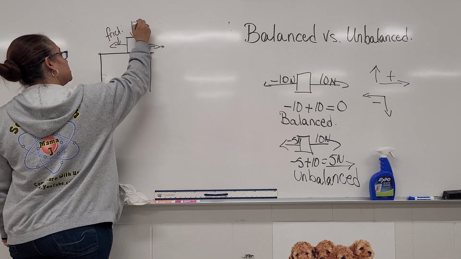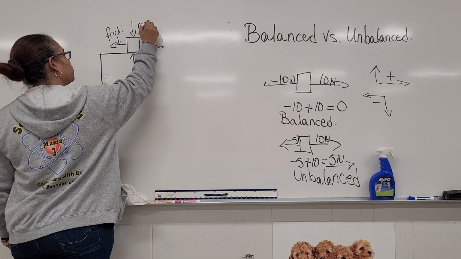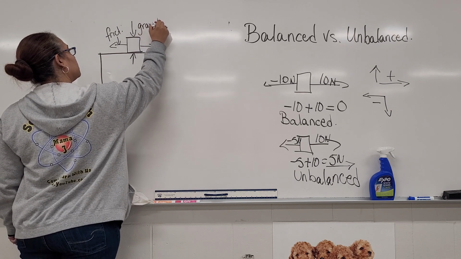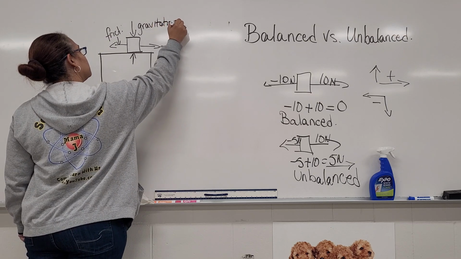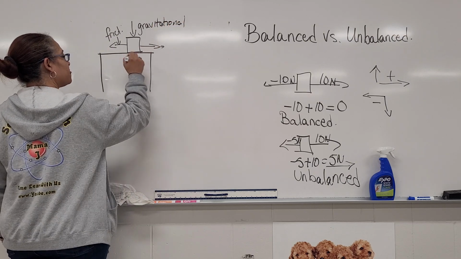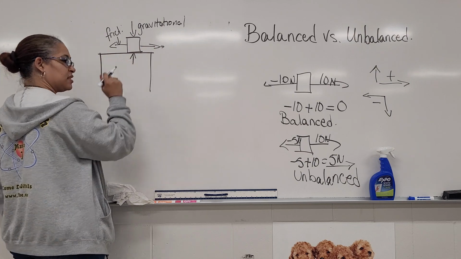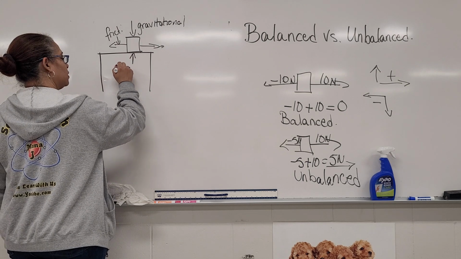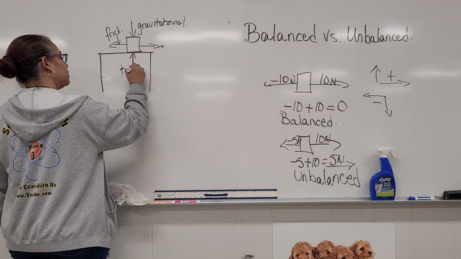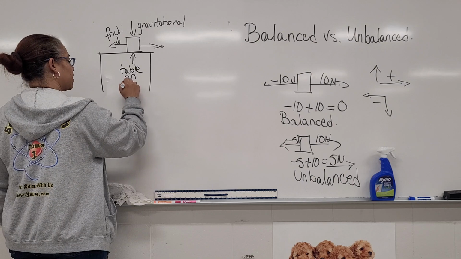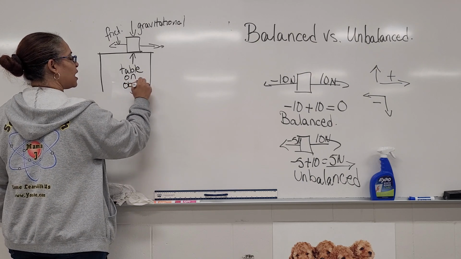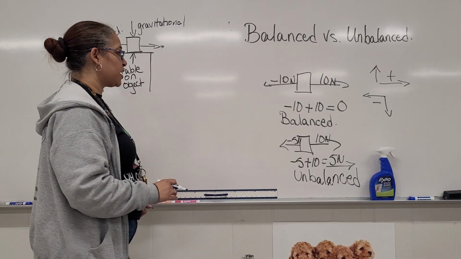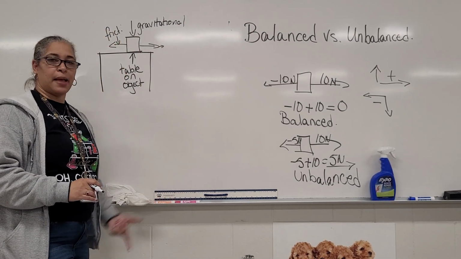This force is the gravitational force. And this force here, that is the force that the table is applying to the object. Okay, so this is the table on the object. Okay, yes, the table is not moving, but if the table was not applying a force on the object, then the object would actually collapse the table.